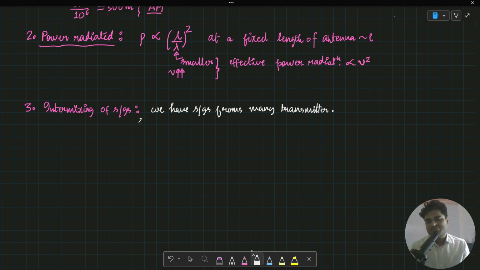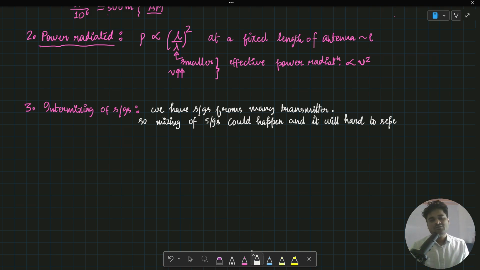So mixing, or if you don't understand mixing, you can understand superposition, could happen. If the bands of frequencies are very close to each other, then it is possible that the signals get intermixed. It will be hard to extract and separate them. So what is best? We transmit signals at different frequency bands.